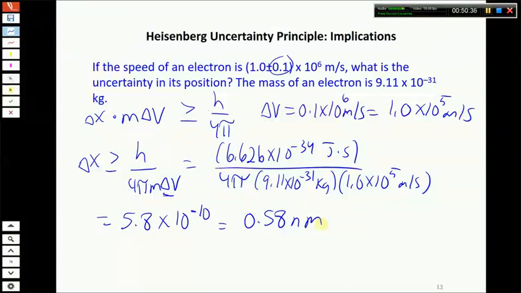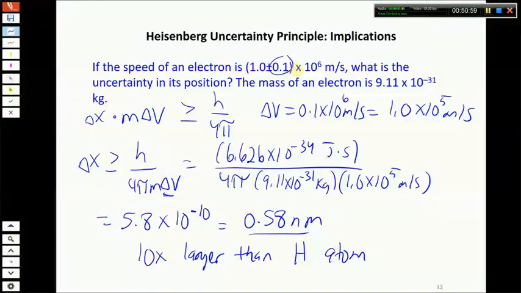Now that might sound like a small number. You're like, oh, 0.58 nanometers, that's nothing. And yes, in your existence it is nothing. But if we think about, let's say, a hydrogen atom, like we've been talking about a lot today, this value here, 0.58 nanometers, is 10 times larger than the hydrogen atom. So if this electron was moving at 1 times 10 to the 6 meters per second and is bound to a hydrogen nucleus, in reality we have no idea where it actually is. The uncertainty in the position is 10 times larger than the atom itself.